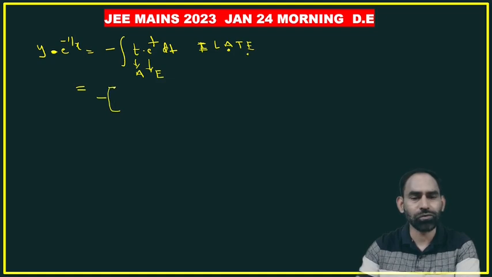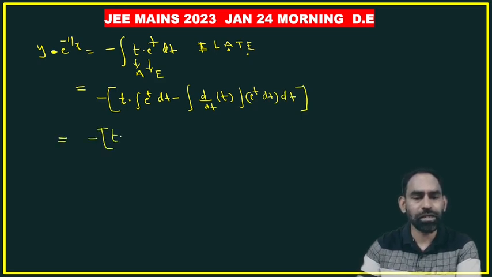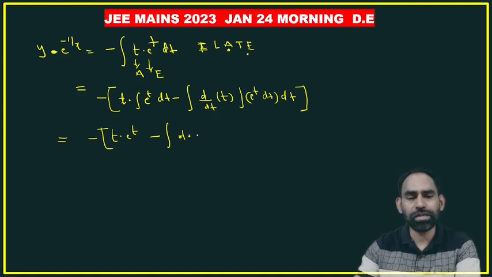Minus bracket open t into integral of second function e power t dt minus integral of derivative of first function into integral of second function into dt bracket close. That implies minus t into integral of e power t is e power t. Derivative of t is 1. Integral of e power t is e power t. Last dt I am writing here. First integral, last dt. Remaining part, derivative of first part, integral of second function.